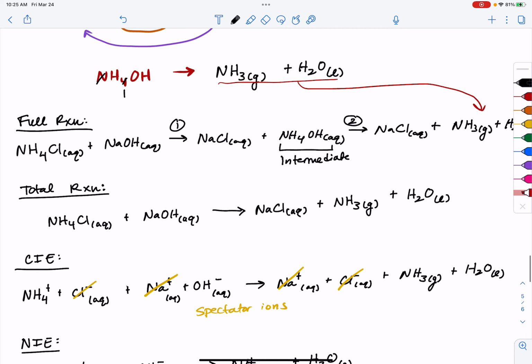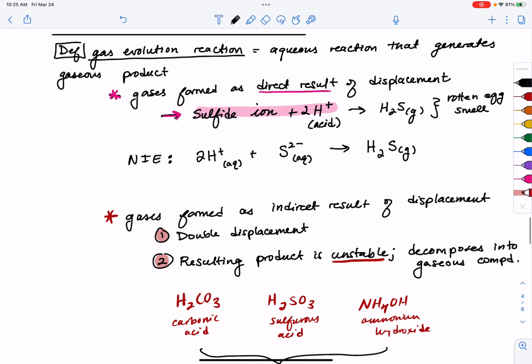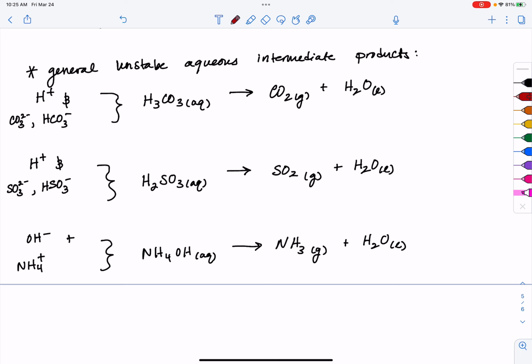So keep an eye out for reactions that have sulfides, like so. And also keep an eye out for these unstable intermediate decompositions that involve these ions here with H+, except for ammonium, of course, which is with the hydroxide. This is their decomposition results, and these are what you're going to write in your complete and net ionic equations.